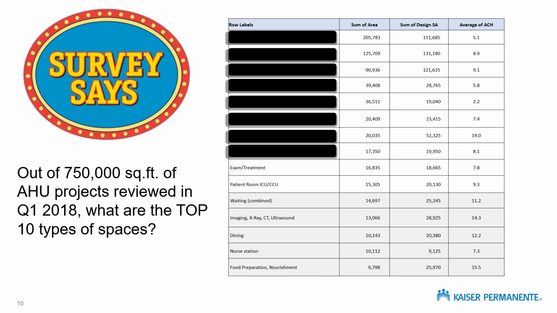Number 9 is exam treatment rooms, 16,000 square feet out of 750,000 square feet. And we're seeing engineers designing those for about 8 air changes, 7.8 air changes. Again, lots of opportunity for turn down. Number 7, conference and multi-purpose rooms. These are not even covered in Standard 170 or Table 4A, but they're fairly frequent within the projects that we do. And we see them designed for a peak of 8 air changes per hour. Obviously, those rooms spend time where they can turn all the way down. You can actually shut them off if you want.